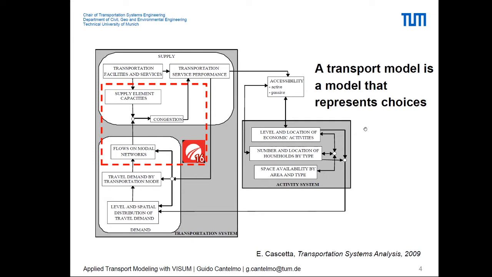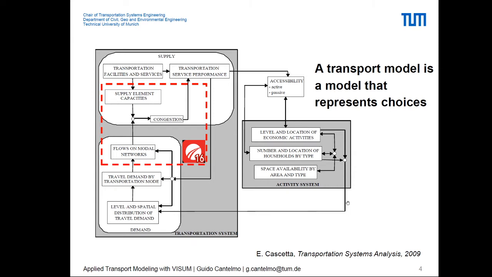Of course, the interaction between supply and demand depends on what we call an activity system. The activity system is the reason why people move. People move to go to work, people move to go to school, people move because they want to achieve certain purposes, like even just leisure activities, such as taking a beer. So it is extremely important to properly model the correlation between these three systems.